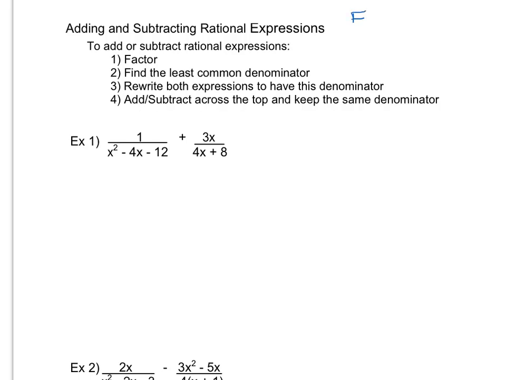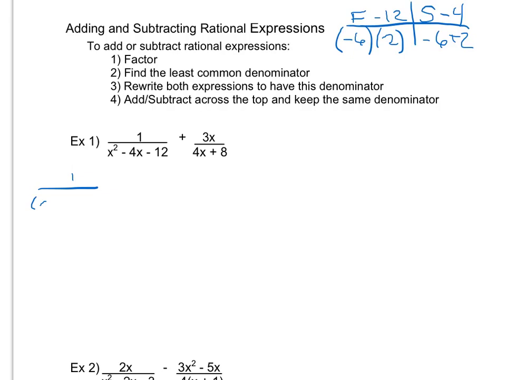I'm going to look for factors of negative 12 with a sum of negative 4, because I have a trinomial that has a coefficient of 1 on my quadratic x squared term. Well, I know that negative 6 times positive 2 is negative 12, and negative 6 plus 2 is negative 4. So that is going to factor to be x minus 6 and x plus 2. Plus sign drops down. Looking at my second fraction, I notice that I have a GCF of 4 on the bottom, so I'll take that out.